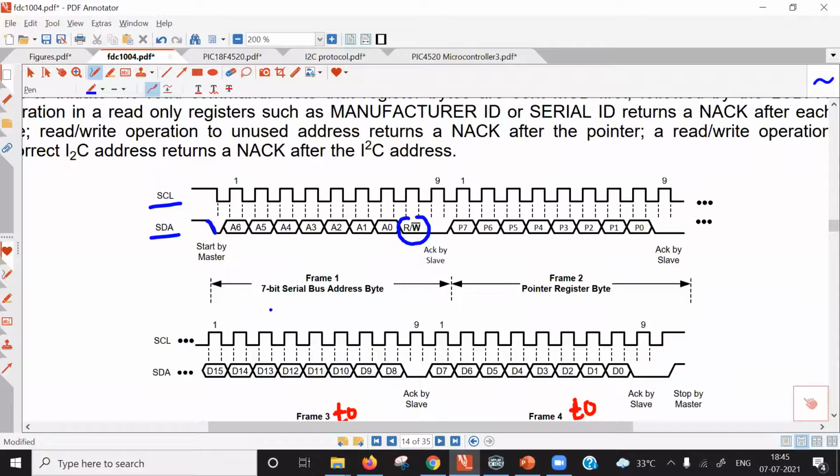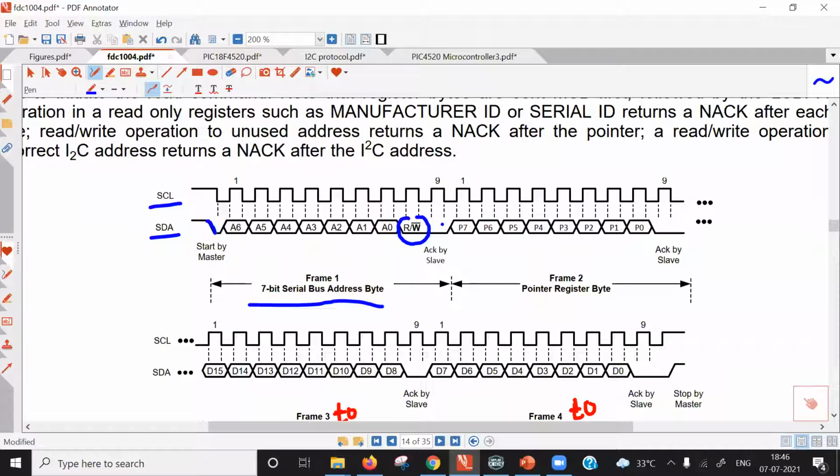So this is write frame. 7-bit serial bus address byte is transmitted. 8th bit is low, logic low. And these address bits can have any value. That's why this symbol is used here. Address bits may have any binary value, 0 or 1. But 8th bit must be 0 so that next write cycle will be initiated.